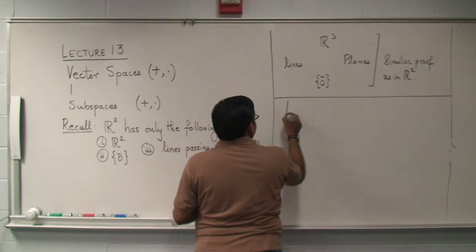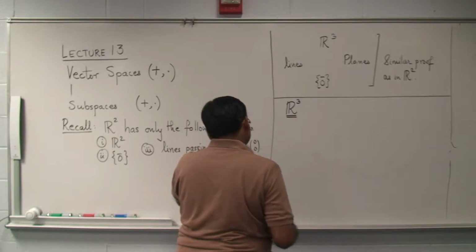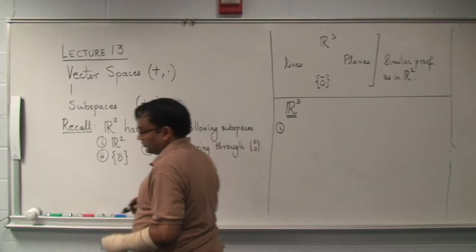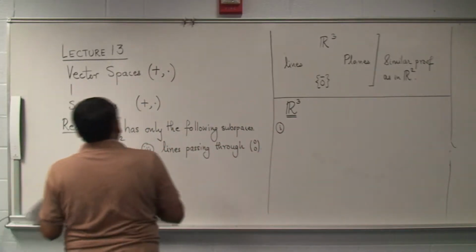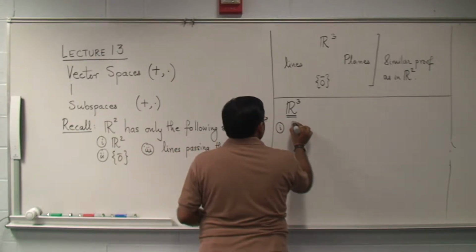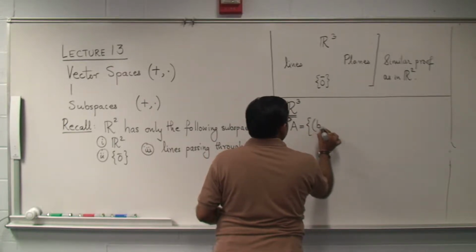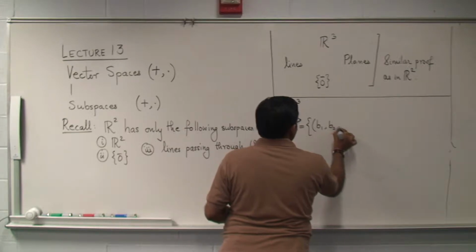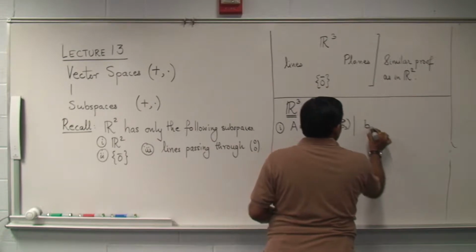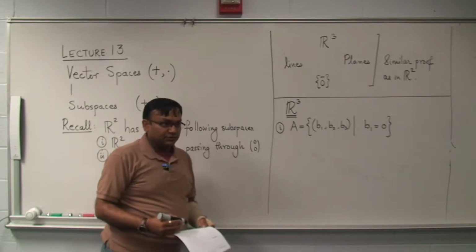So let me focus my attention on R3. I'll write down a few subsets of R3 and try to figure out whether these are subspaces or not. Let me start with my first set. Here's my subset A of R3, of all vectors (b1, b2, b3) such that b1 is 0. So the first component is 0 and the other two components could be anything.